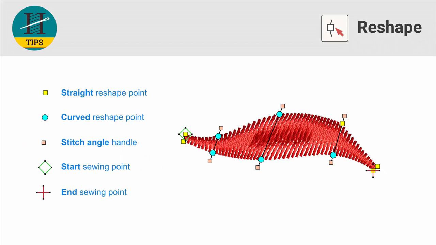When you reshape an object, you will see different colored points and nodes. The yellow square represents a straight reshape point. The blue circle represents a curved reshape point. A small pink square represents a stitch angle handle. The green diamond represents your start sewing point. And the red cross represents your end sewing point. Let's take a look.